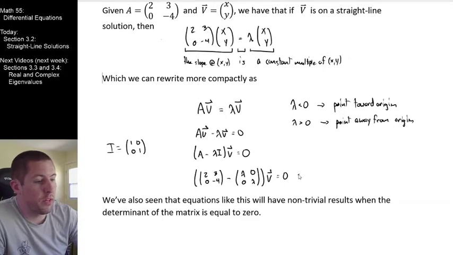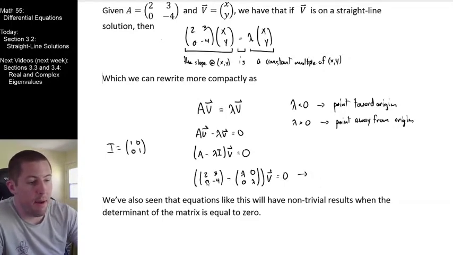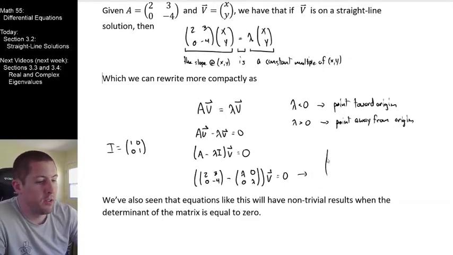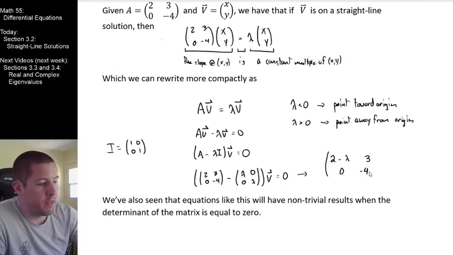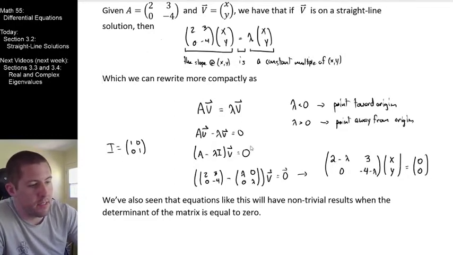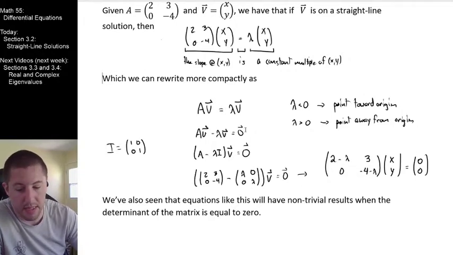And what that allows me to do is rewrite this. I'm going to do the matrix subtraction here. So I'm going to get 2 minus lambda, 3 minus 0 is just 3, 0 minus 0 is just 0, and negative 4 minus lambda is what we get in our last slot down there. This is times that x, y, that's our v vector right there, and this should be equal to 0, 0. Technically speaking, this is the 0 vector because we're doing matrix operations. That's kind of trivial right there.